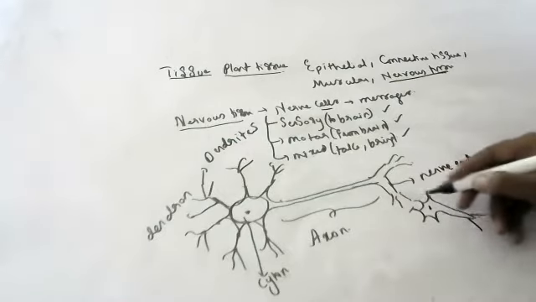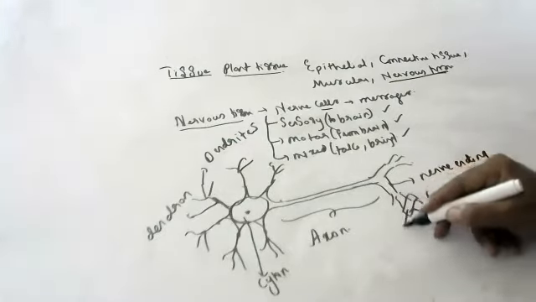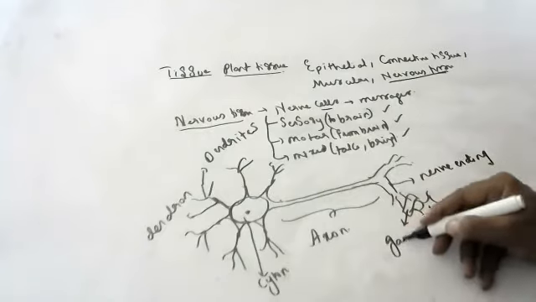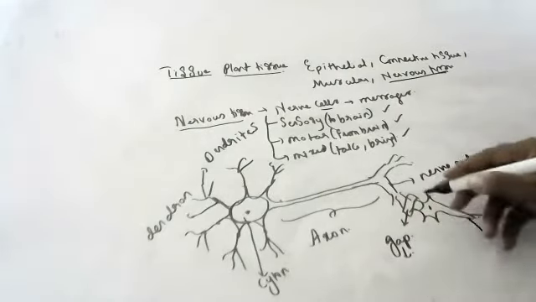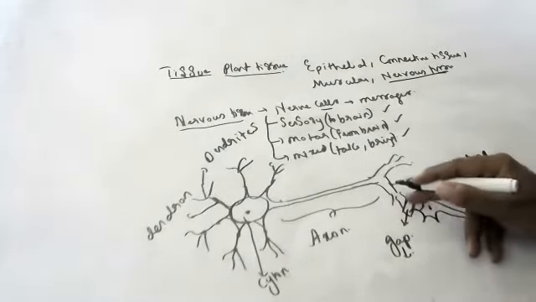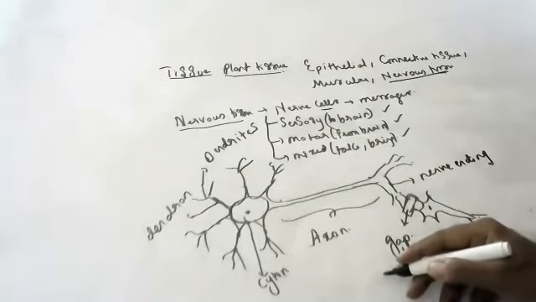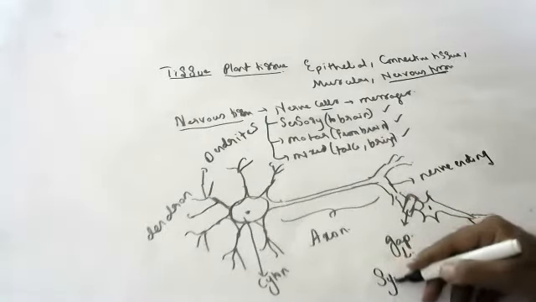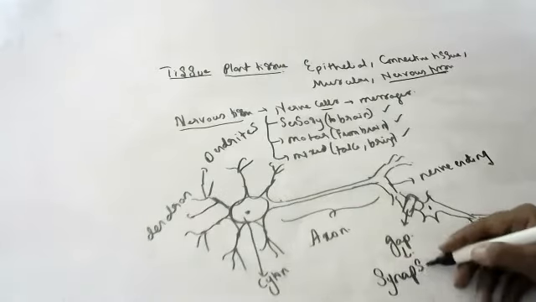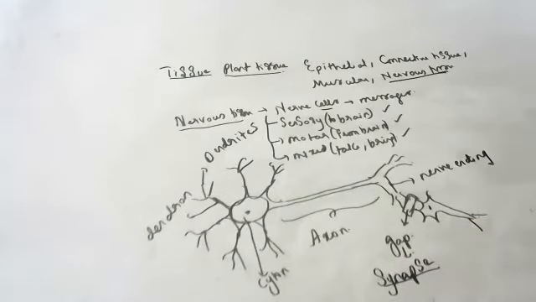And here one more nerve cell will start. Between two nerve cells, there is one gap. What is the gap between two nerve cells called? Anyone, children? The gap between two nerve cells is called synapse.